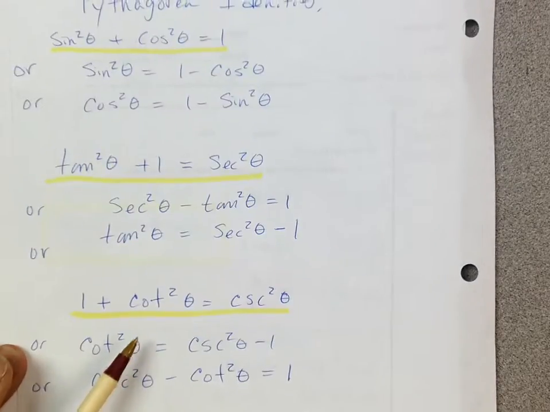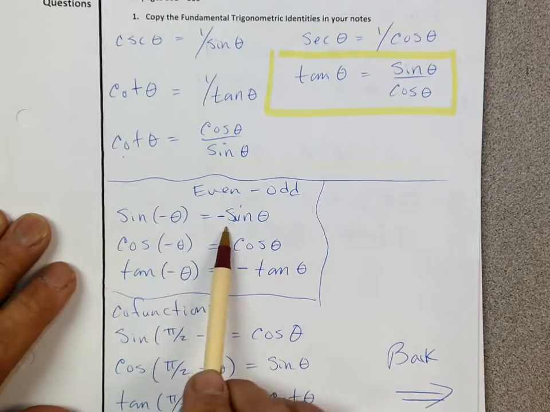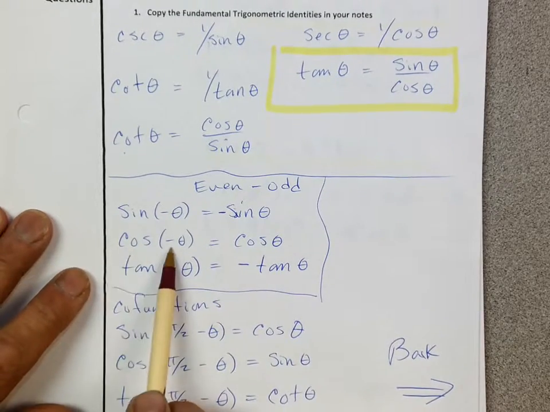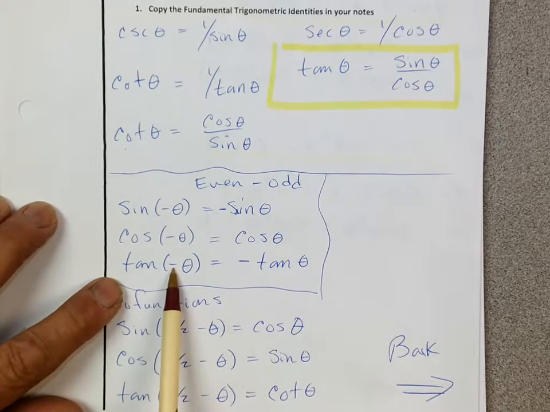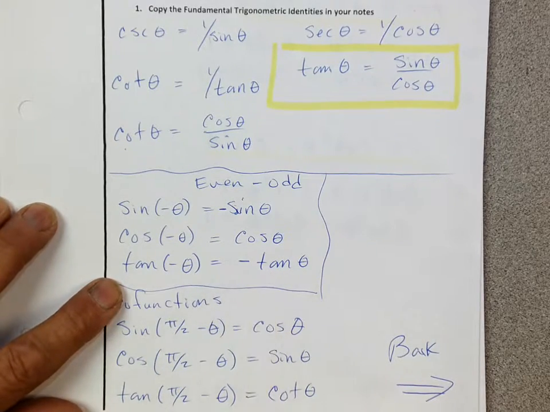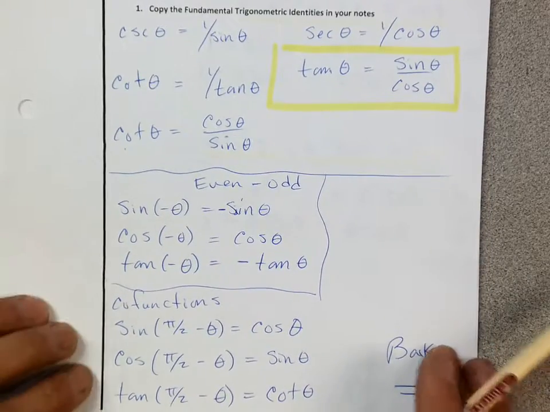For even-odds, I did the Pythagoreans on the back, and I'll show you those in just a second, but I did my even-odds. Sine of a negative angle is equal to negative sine of the angle. Cosine of a negative angle is equal to just cosine of the angle, and tangent of a negative angle is equal to negative tangent of the angle. Of course, you can check out why that works from the unit circle.